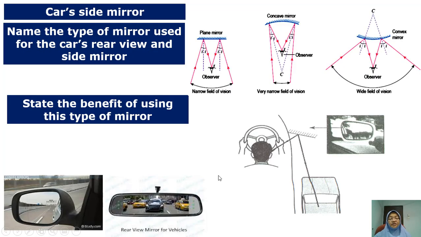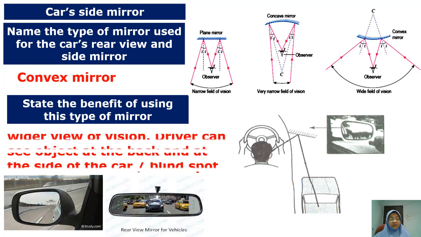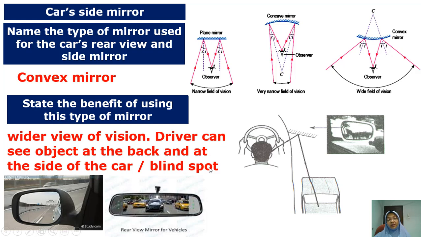Okay, the car side mirror. Name the type of mirror used for the car's rear view and side mirror. It should be a convex mirror. State the benefit: we want a wider field of vision. The driver can see objects at the back and at the side of the car to avoid blind spots. So this is the normal field of vision. This is for the concave mirror. This is for the convex mirror. See that? Wider field of vision.